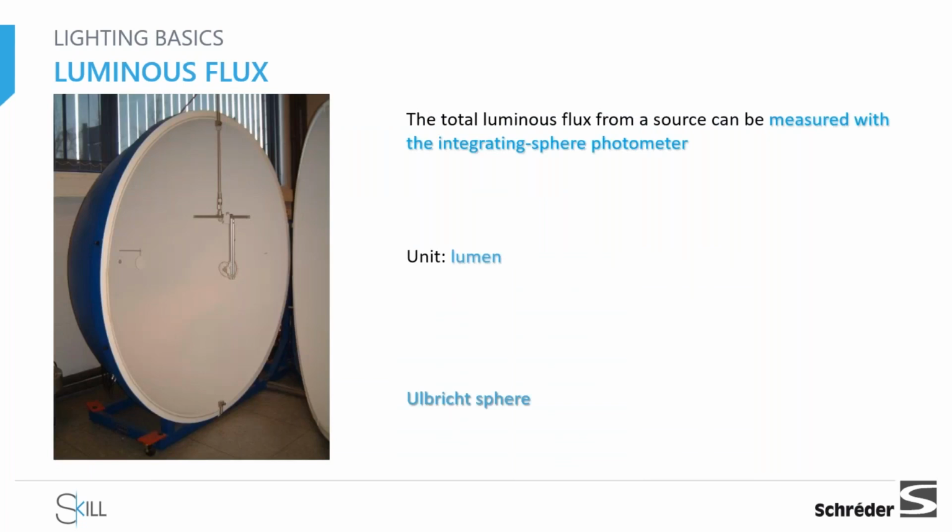How to measure it? We have a dedicated piece of equipment called a sphere, an integrating sphere, where we put the light source inside it. We will close it. And then the light will be emitted from the light source and will be reflected everywhere, and then gathered in a sensor where it will measure exactly how many lumens were emitted from the light source.